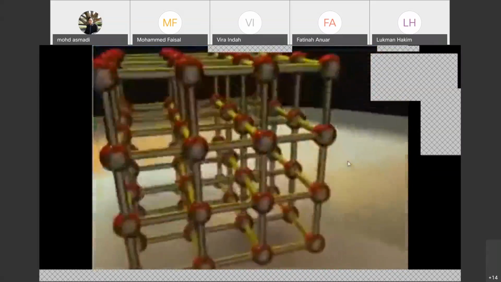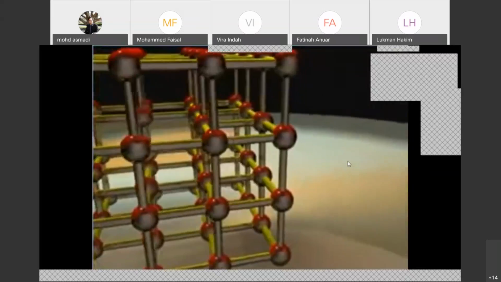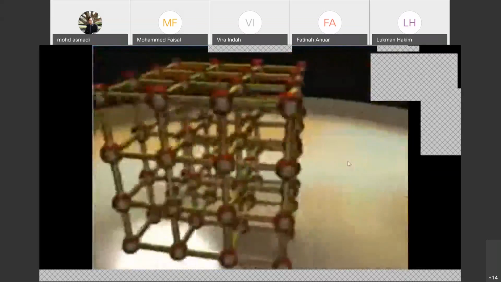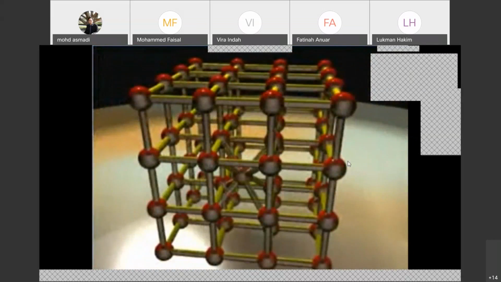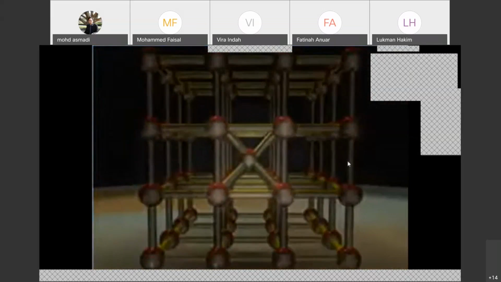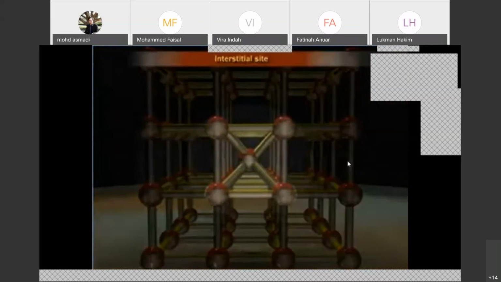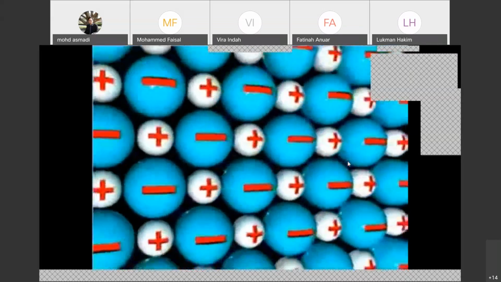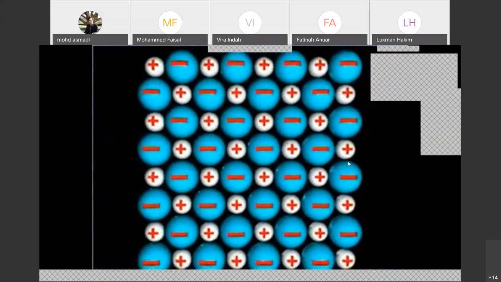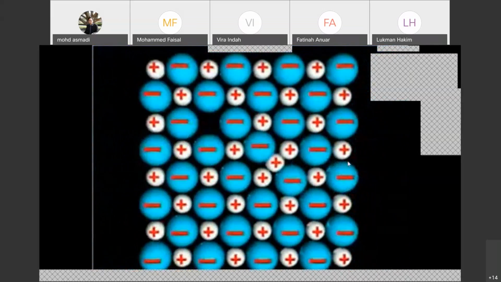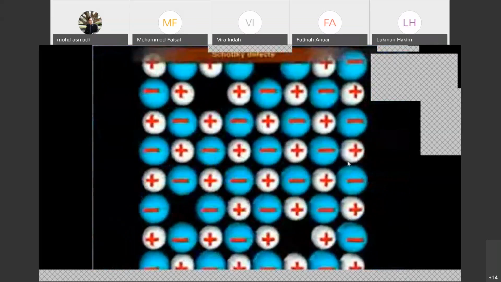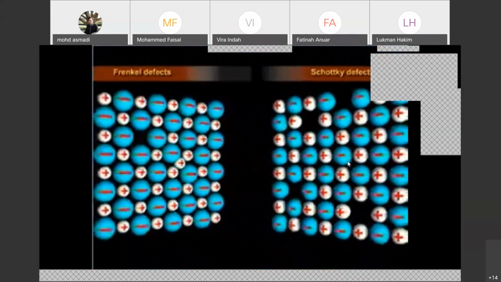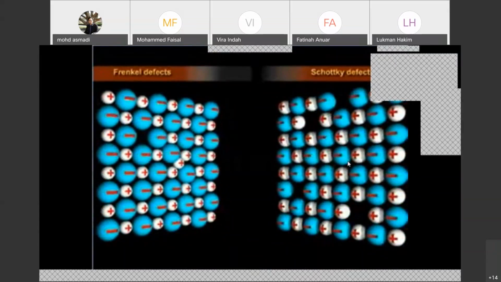A vacancy defect arises when a constituent particle leaves its lattice site, creating a vacant site in the crystal lattice. Alternatively, an interstitial defect arises when a constituent particle occupies an interstitial site in the lattice. On the other hand, in case of ionic solids, the stoichiometric defects exist as Frenkel defects and Schottky defects. In both the Frenkel and Schottky defects, the electrical neutrality of the substance remains maintained.